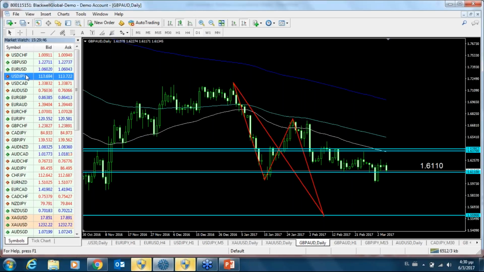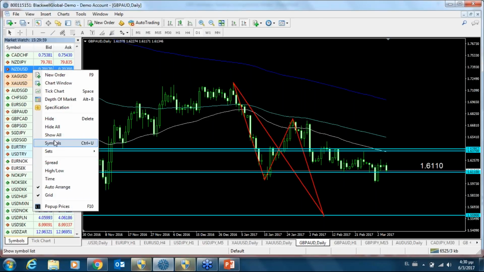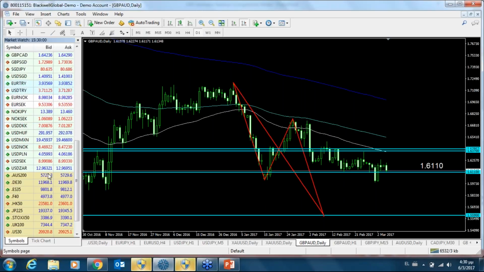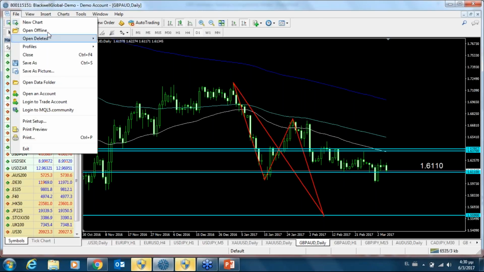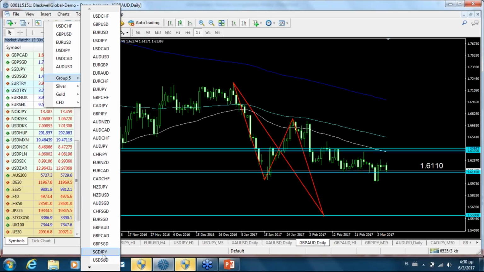Perhaps it depends on the account type that I've registered on as well. I am not able to find it here. I've got GBP AUD right here. Right click that and show all, and still not able to find it. Let's do one more thing. New chart. There you go. Should have done this earlier on, I guess. GBP JPY, NZD JPY.